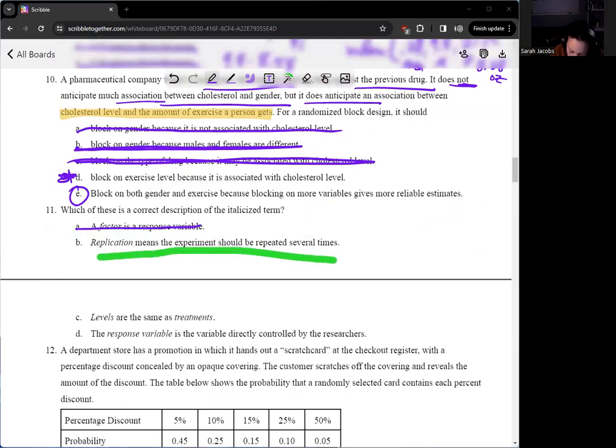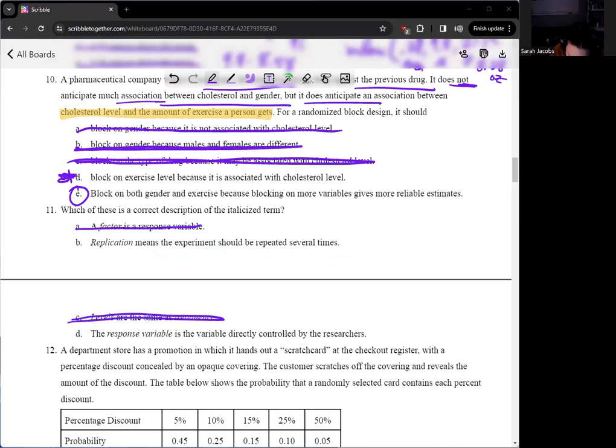Replication means the experiment should be repeated several times, potentially. Levels are the same as treatments? No, levels are like the amount of treatment. Like if you're testing, does 5 milligrams have a different effect than 10 milligrams, than 20 milligrams, right? Because sometimes you're looking for an effective dose.